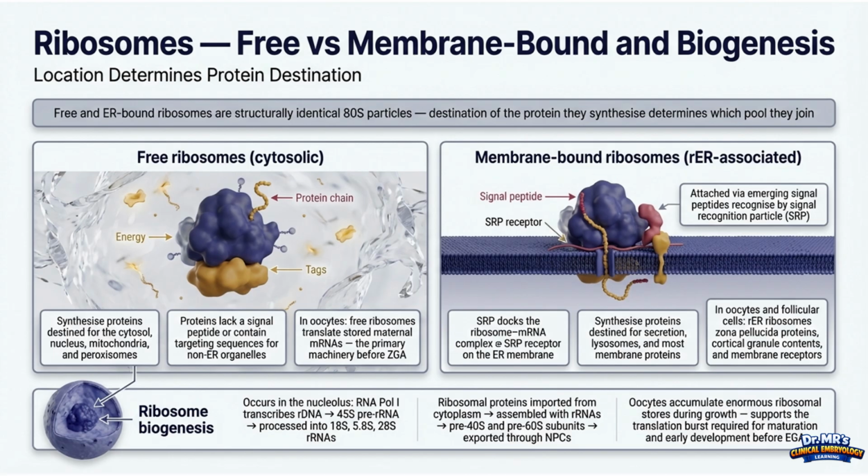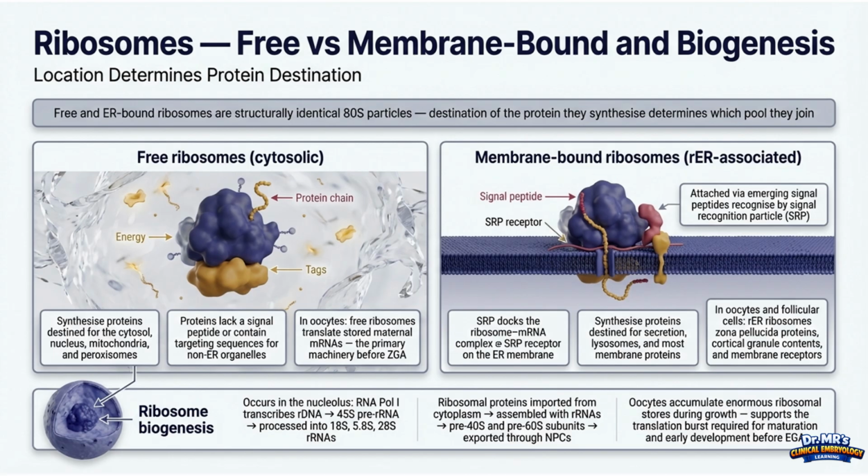The signal peptide. Yes. If a ribosome is translating an mRNA that codes for a cytosolic protein, say cyclin B, which we will discuss a lot later, there's no special signal. The ribosome simply finishes the job, releases the protein into the cytoplasm, and floats away to find another mRNA. Okay, simple enough. But if the mRNA codes for a secreted protein or a membrane receptor, the very first sequence of amino acids to emerge from the ribosome is a highly hydrophobic signal peptide.